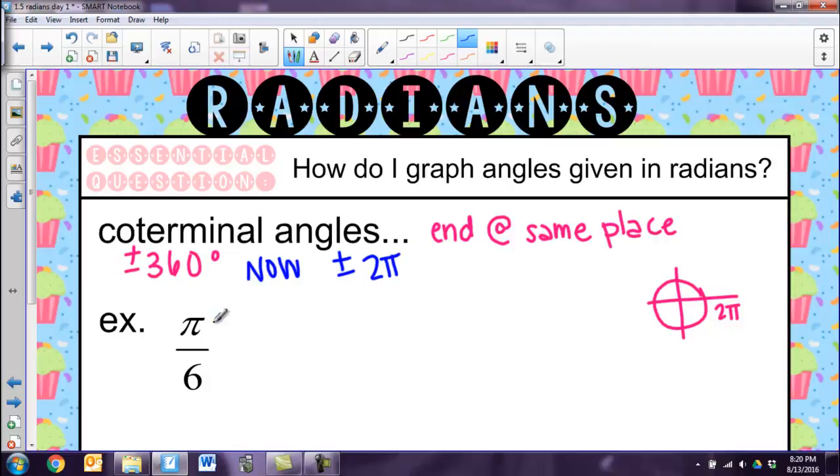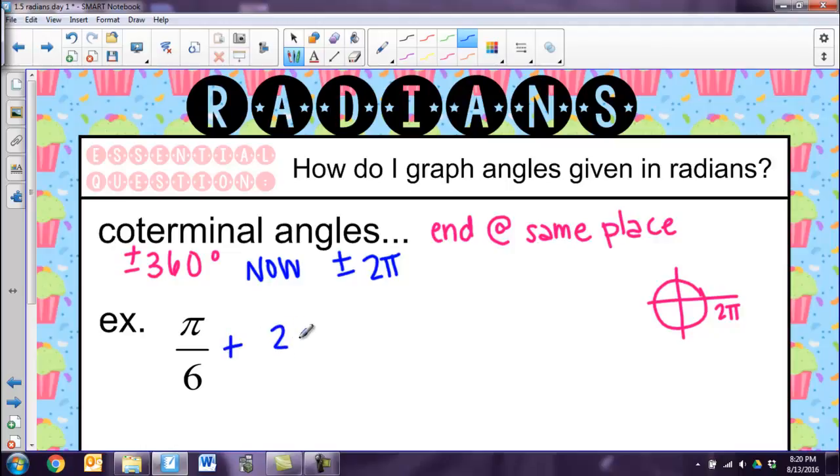Okay, this is an example of a radian, pi over 6. A lot of times you're going to see radians with a pi in them. There doesn't have to be a pi in the radian value, but it's most likely going to have a pi in there. If it doesn't say degrees though, we know that it's going to be a radian. Okay, so in order to find a coterminal angle to pi over 6, remember, I just want to add 2 pi to it.